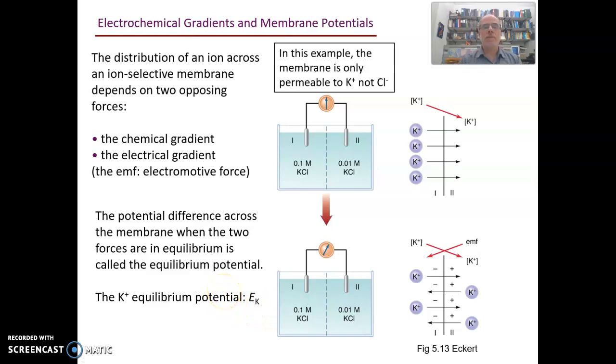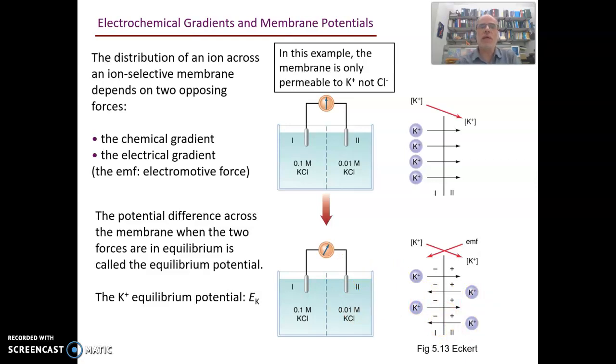That electromotive force, essentially, is acting from right to left, as the positive charge on the right is counteracting the movement of potassium from left to right down its chemical gradient. Also, the negative charge on the left-hand side is also counteracting the movement of potassium from left to right.